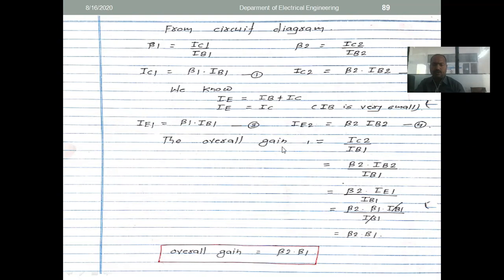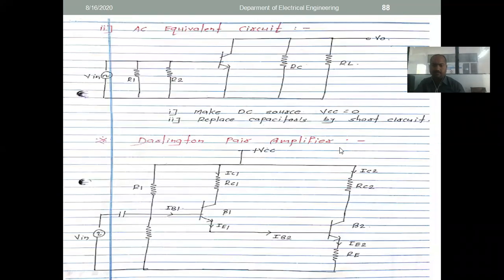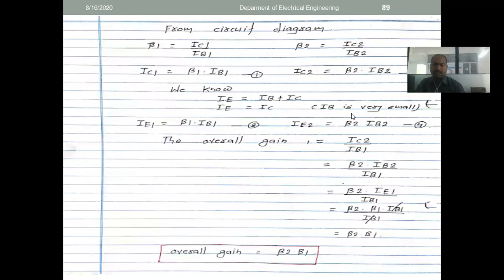Now see overall gain. Overall gain indicates the total gain of this configuration. We know that gain is nothing but output divided by input. The output is coming at collector current IC2 and the input is IB1. So the equation for the overall gain is IC2 divided by IB1.